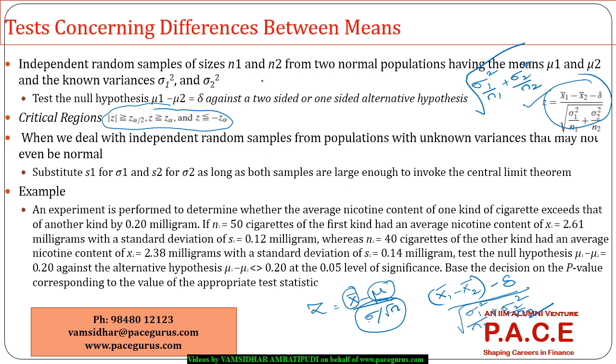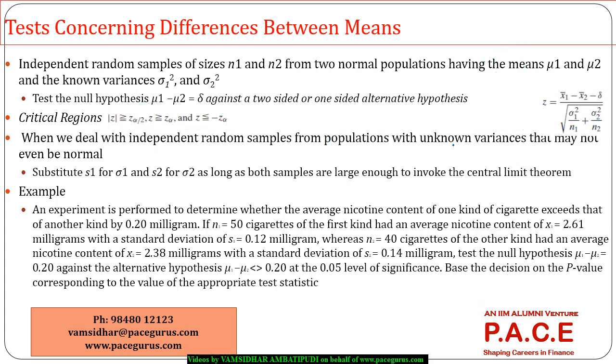The same fundamental I have to use when we are dealing with independent random samples coming from non-normal populations also, or even if they have unknown variances, as long as the sample size is large enough, so that the central limit theorem can be applied, wherein I can approximate it to a normal distribution. By substituting S1 for sigma 1 and S2 for sigma 2, which are the sample standard deviations of each of the samples, I can very well use the same test statistic for testing the difference between the means, as long as the sample size is large enough.